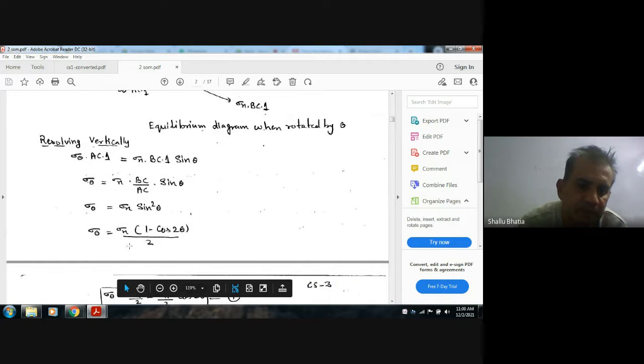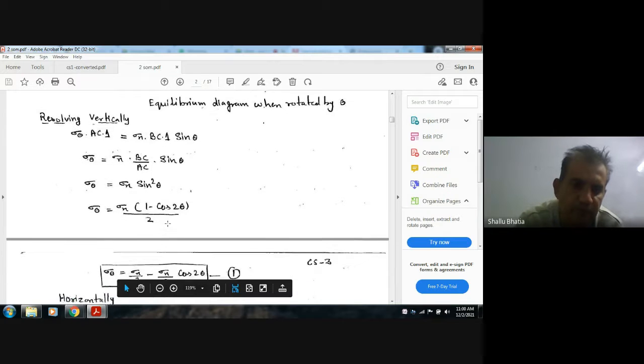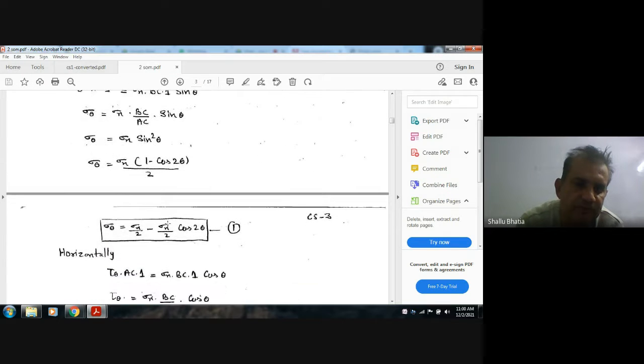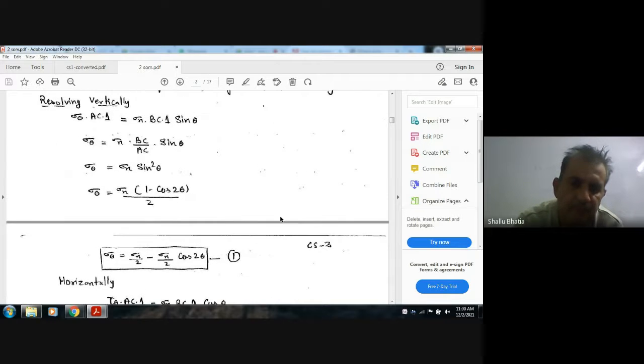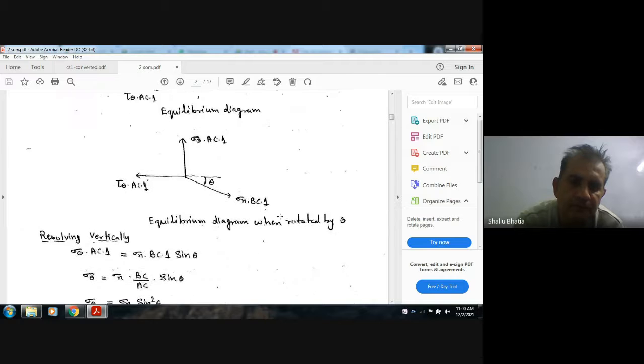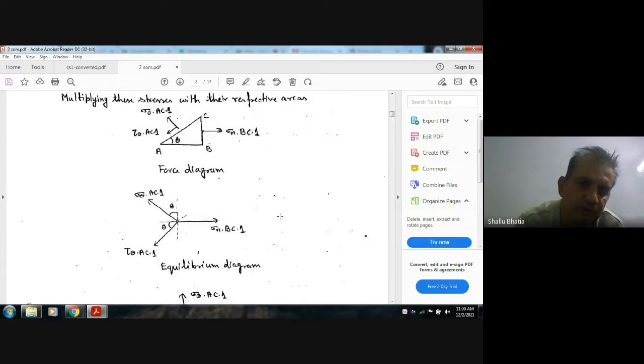Now we know that sine square theta is (1 minus cos 2 theta) divided by 2. Then we can find the formula for sigma theta: sigma theta is equal to sigma x by 2 minus sigma x by 2 cos 2 theta. This is equation number 1. Okay, this we have obtained by resolving vertically.